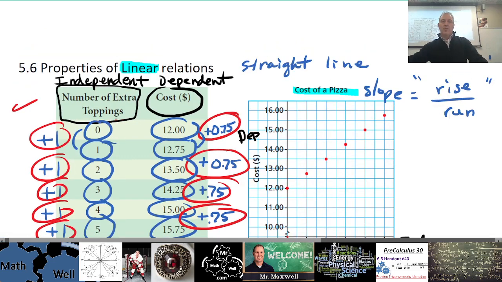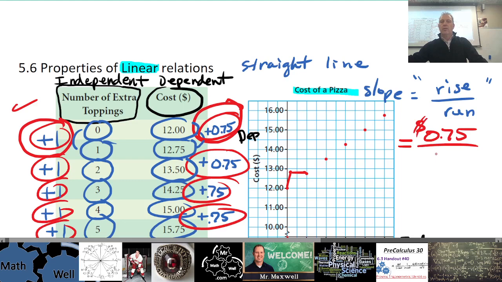Okay, slope is rise over run. So notice that the rise is 0.75 for each run of 1. So the rise is 0.75, the run is 1. So the slope here for this particular situation is $0.75 over 1 topping. Okay? Or the rate of change is the same as the slope. Slope, rate of change, is $0.75 per topping. Okay, does that make sense?